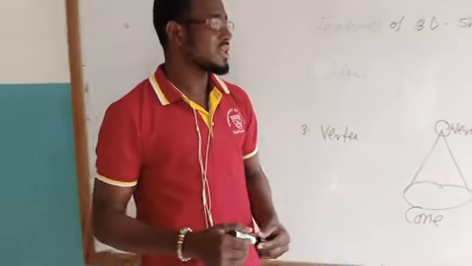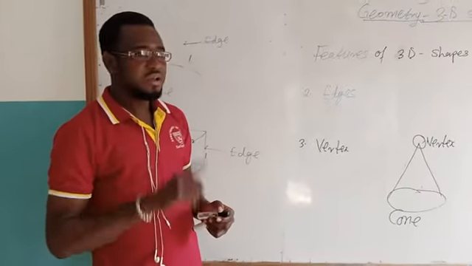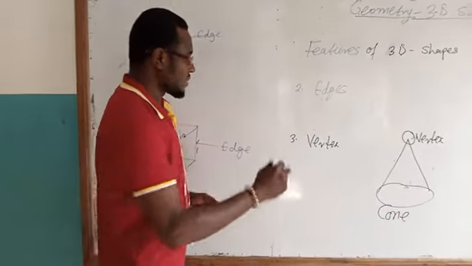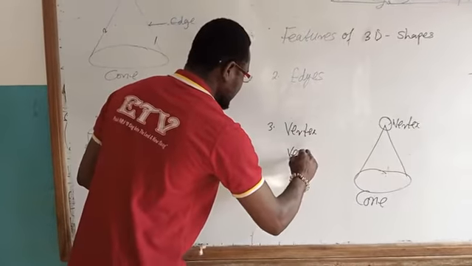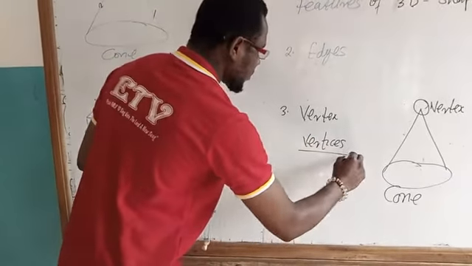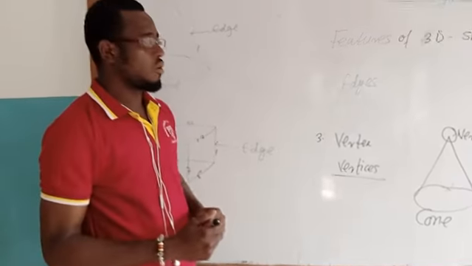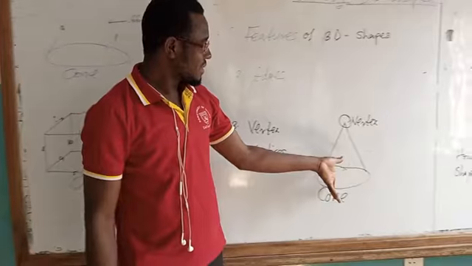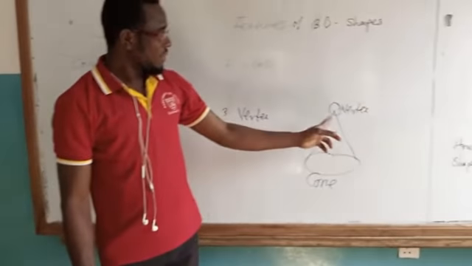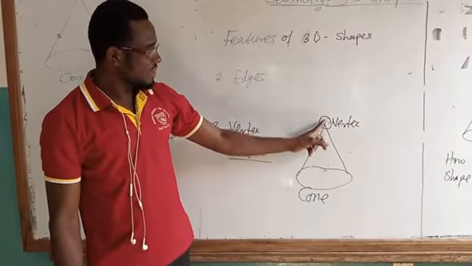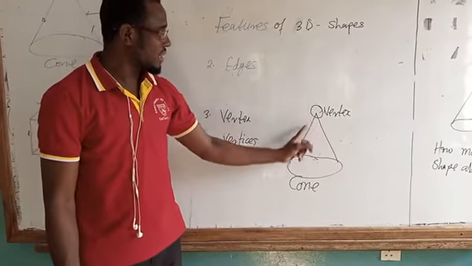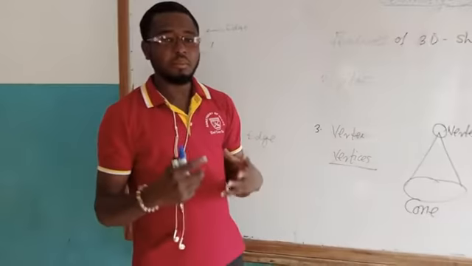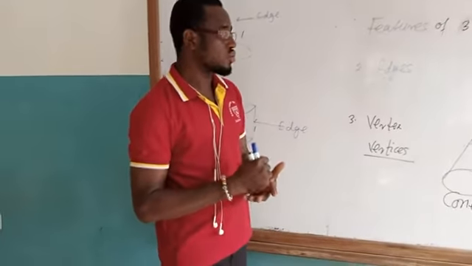Once again, in all 3D shapes, if we have more than one meeting point of two or more lines, we call it vertices. Two or more vertices, it's called vertices. So you realize that in this diagram here, we have just one vertex. That's where the two lines meet at the top there. But in other shapes, there are more than two vertices.